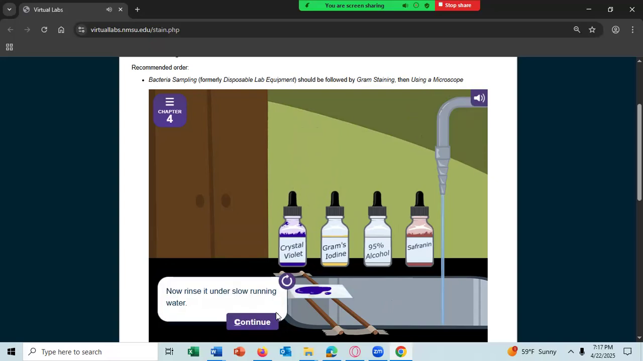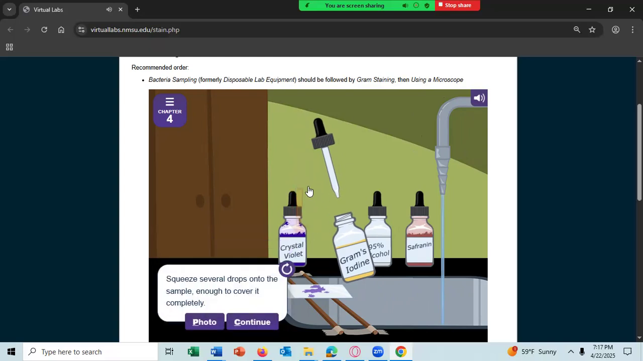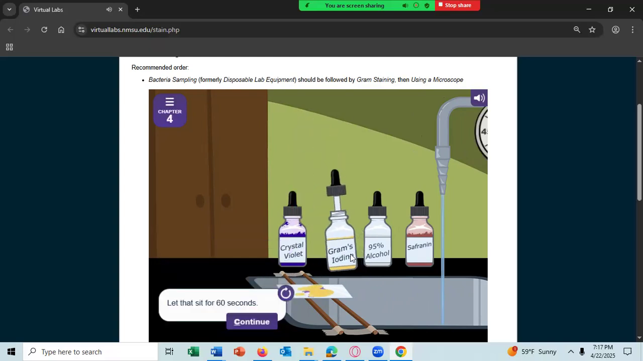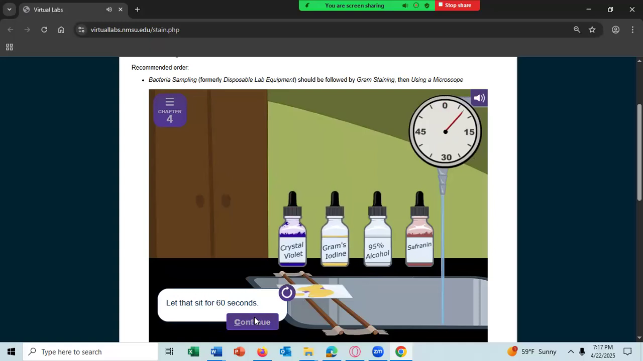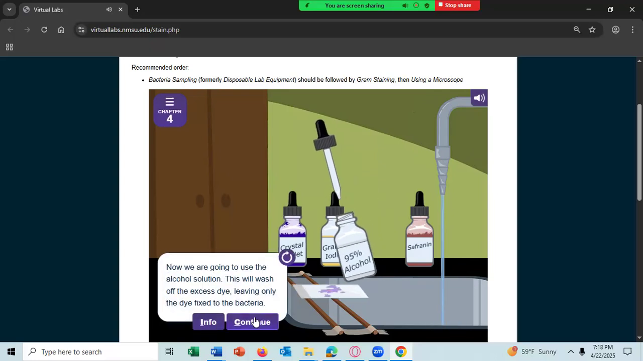Now rinse it under slow running water. Now use the bottle of gram's iodine. Squeeze several drops onto the sample, enough to cover it, and let that sit for 60 seconds. Now rinse it under slow running water. Now we are going to use the alcohol solution. This will wash off the excess dye, leaving only the dye fixed to the bacteria.